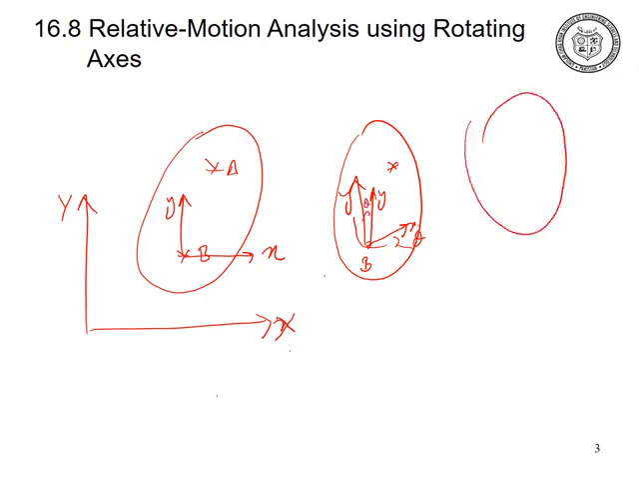Similarly, it moves further in this way, and the axis new location becomes this one. So it makes an angle of theta. The original is x and y, and the new location is x prime and y prime. So it makes an angle of theta with the original axis. In this way the axis on the rigid body translates as well as rotates. So in this lecture we will derive the position, velocity and acceleration equations for the relative motion analysis using rotating axis.